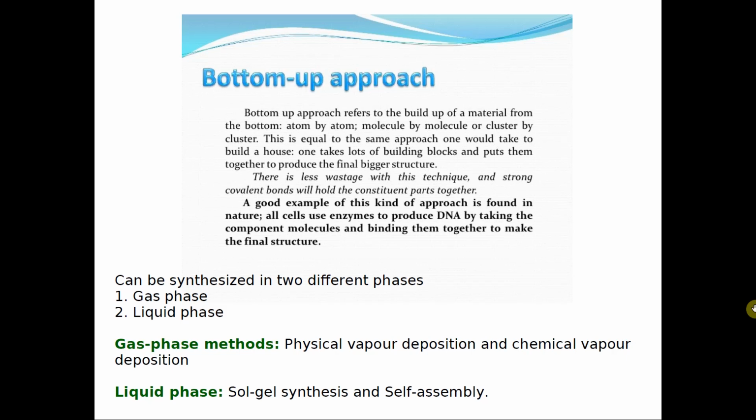All right. This production can happen in two different phases, either a gaseous phase or a liquid phase. In the gaseous phase, we have two methods: physical vapor deposition and chemical vapor deposition. I'll be talking about physical vapor deposition in depth much later in another video. And then we have the liquid phase, with sol-gel synthesis and self-assembly.